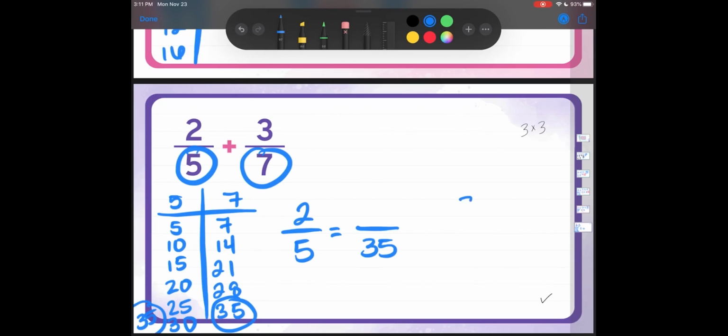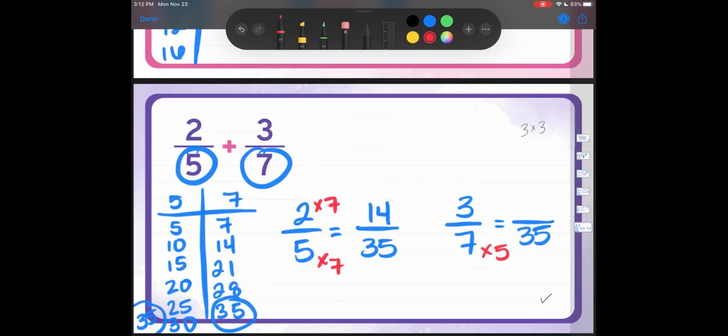So we're going to change 2/5 into 30/5. And then we're also going to change 3/7 into 30/5. Because neither one of them started off already being 30/5. So we know that 5 times 7 got us 35, right? So we're going to have to do 2 times 7 to get us our new numerator. 2 times 7 is 14.